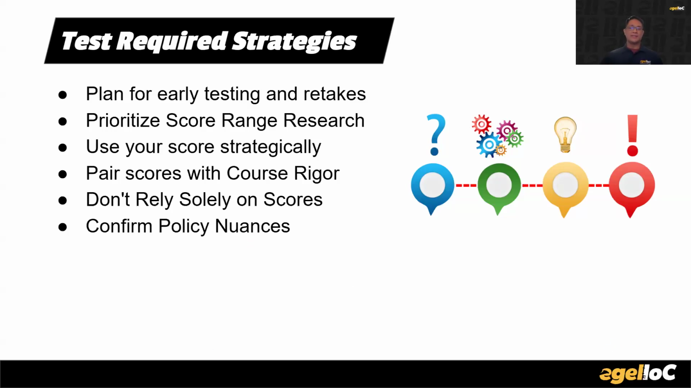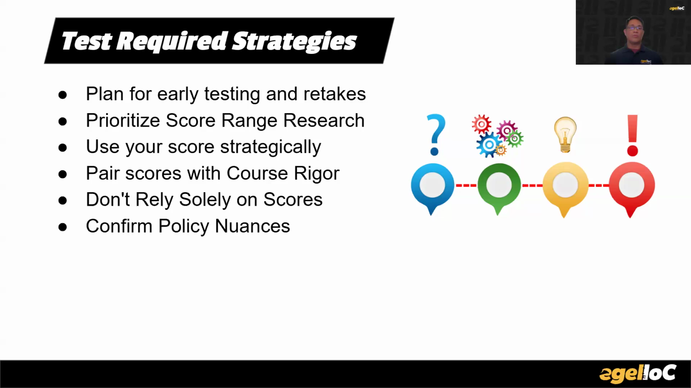And I know this is about test optional, but I did want to make sure that I didn't leave out test required. First of all, you want to plan early for testing and retakes. So if you're taking your first SAT or ACT, you should be no later than the spring of your junior year. You can allow for even earlier than that, even the summer before your junior year or the beginning of your junior year, which really allows you time to retake, right?